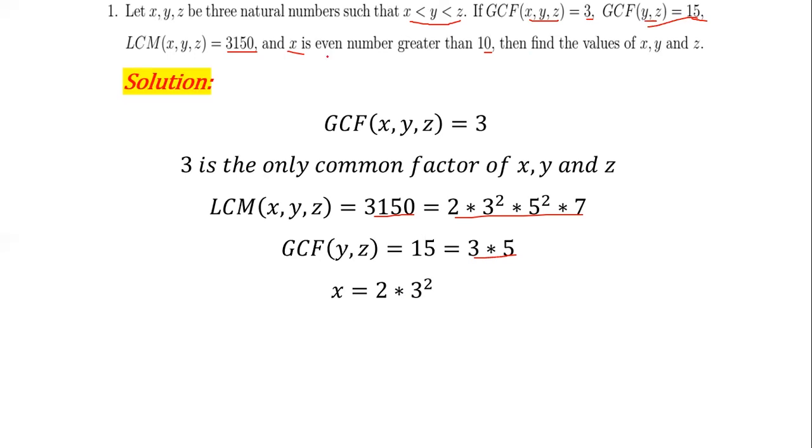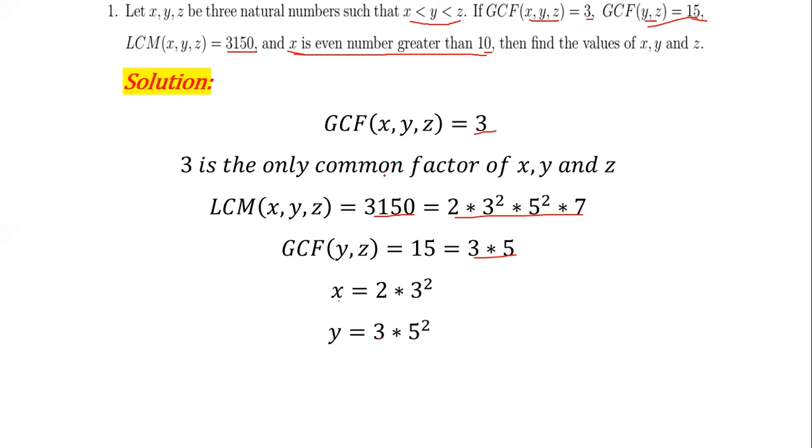2 is a factor of this one because we are informed here that x is an even natural number greater than 10, and 3 is also a possible factor of x, because the greatest common factor of the three natural numbers is given to be simply 3, so 3 must also be the second factor of the first natural number x. Then the next one, that is y, the possible factors of y will be 3 and 5.